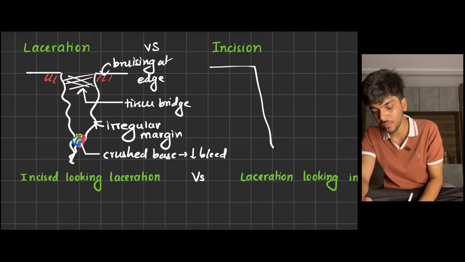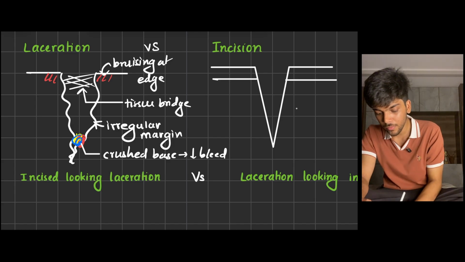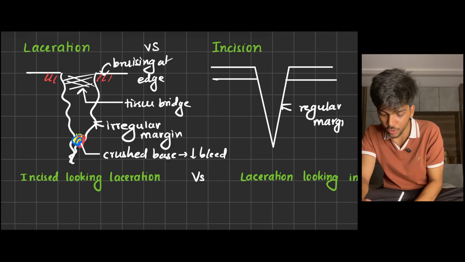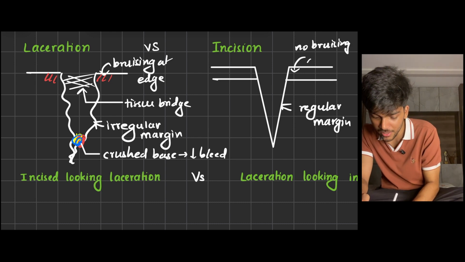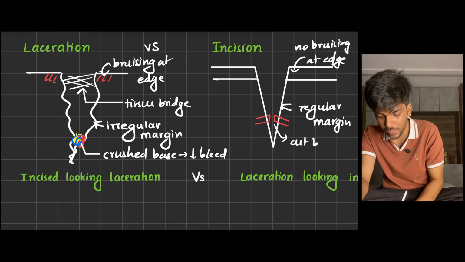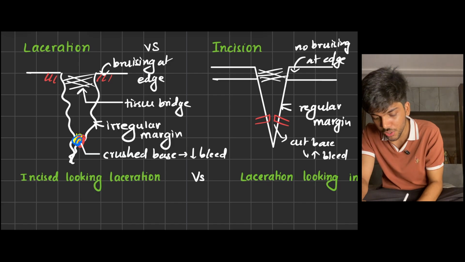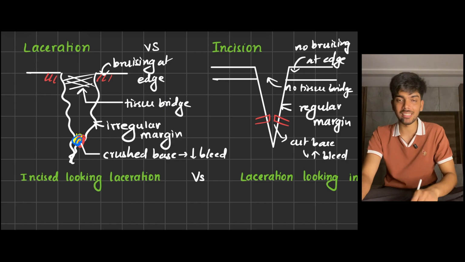However, in case of an incision, the margin is regular, there is no bruising at the edge, and then the base, instead of being crushed, is cut, so there is more bleeding. Cut base, so there is more bleeding, and there are no tissue bridges. So these are the four differences between laceration and incision.